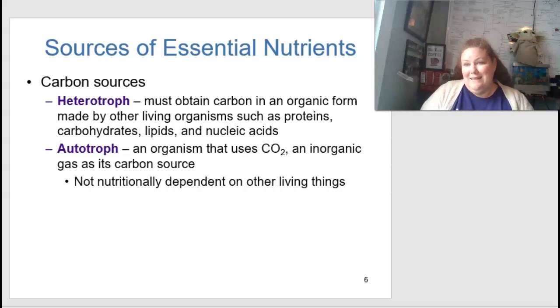So, where do we get these? Well, for our carbon sources, we can use heterotrophs. And these heterotrophs must contain carbon in an organic form that is made by other living organisms such as protein, carbohydrates, lipids, and nucleic acids. So those are the heterotrophs where they have to obtain them. Where the autotroph, this is an organism that can use carbon dioxide, which is an inorganic gas, as its carbon source. So this is not nutritionally dependent on other living things.